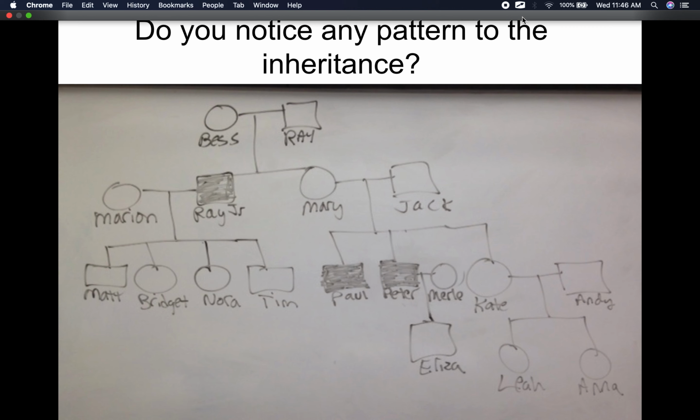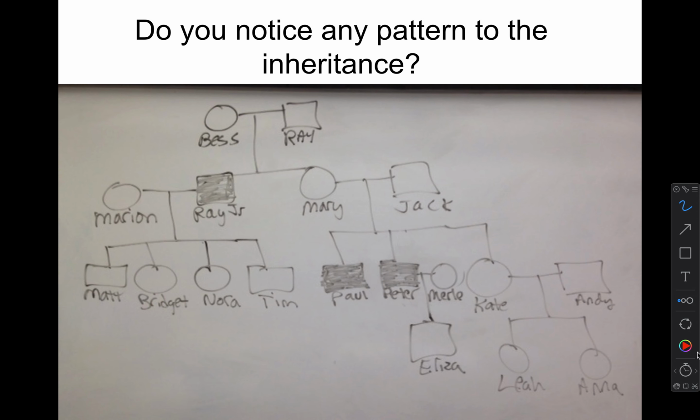Let's take a look at this, and you may start to notice something. One thing we need to remember is that squares are male, so they are XY, and circles are female. As we look at this pedigree, you may notice that everyone who has the trait, everyone who's filled in, is male. You see any females that are filled in that have this trait? We don't know what the trait is yet.